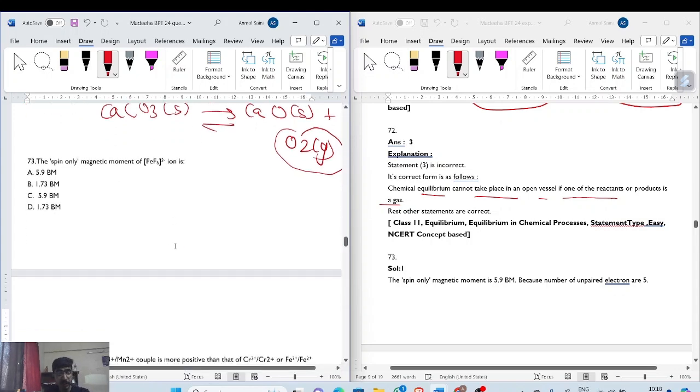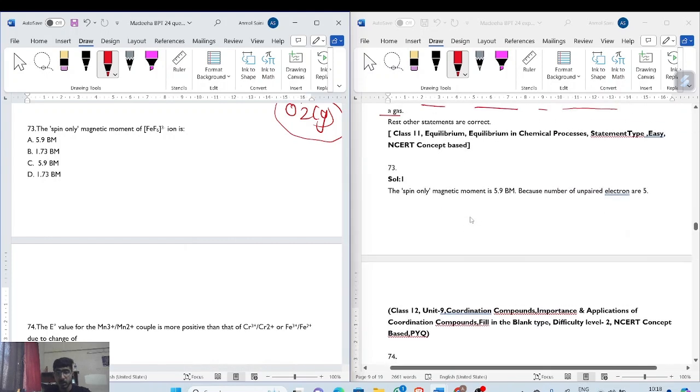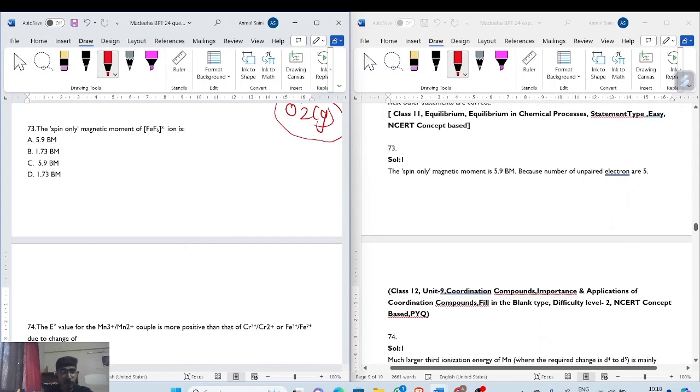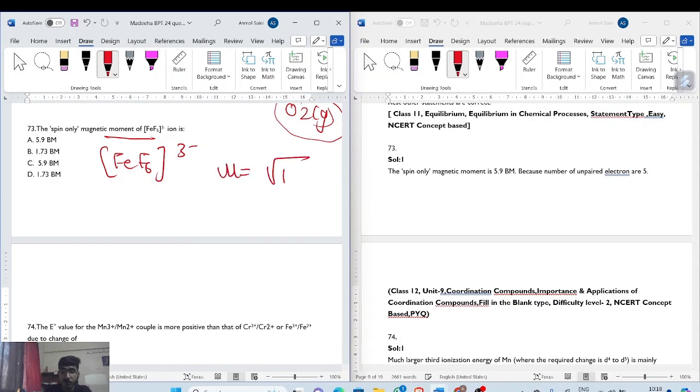Now comes question number 73. Here we have to calculate the spin only magnetic moment of FeF6 3 minus. First of all, we have to calculate the oxidation number of iron. Then we have to calculate the number of unpaired electrons. From the number of unpaired electrons, we know magnetic moment will be equal to root of n into n plus 2. First, the oxidation state of Fe: we take x minus 6 equals minus 3. So x equals 3, meaning Fe is present in the Fe plus 3 state.